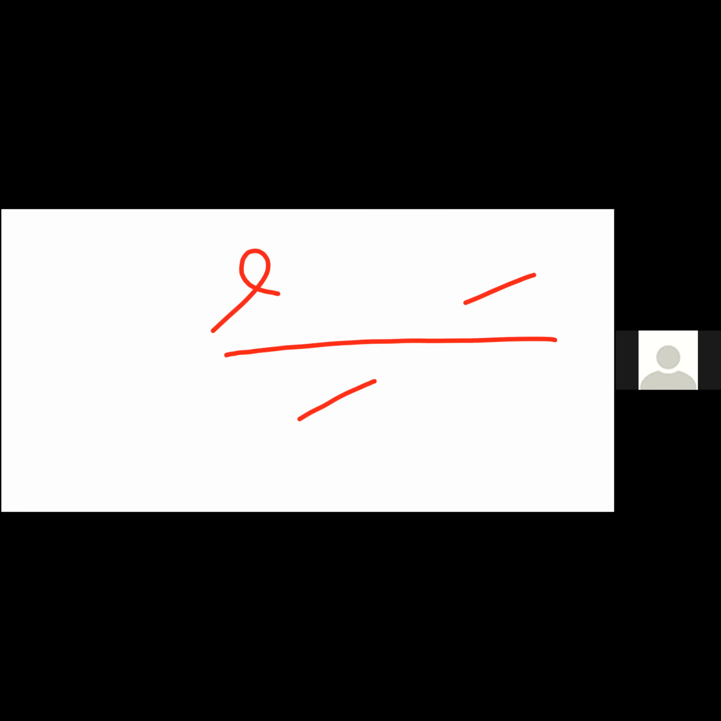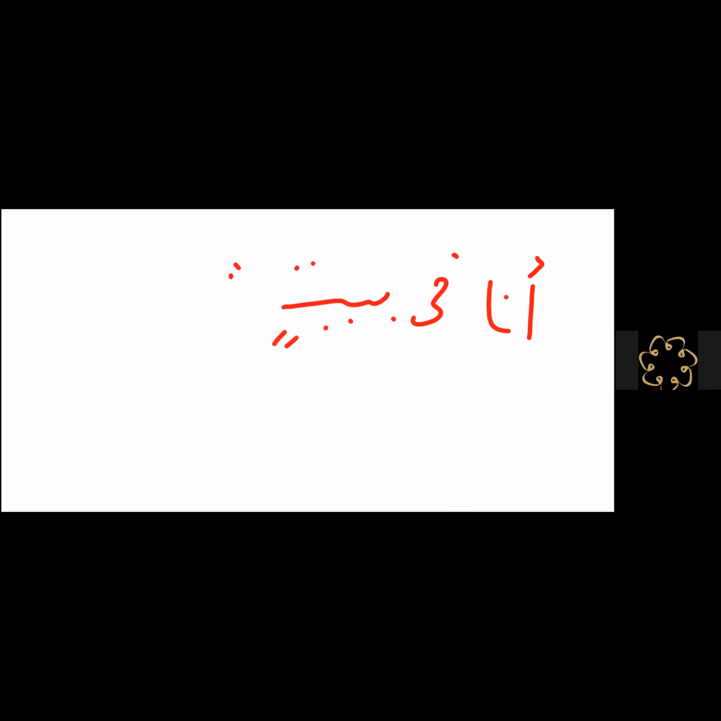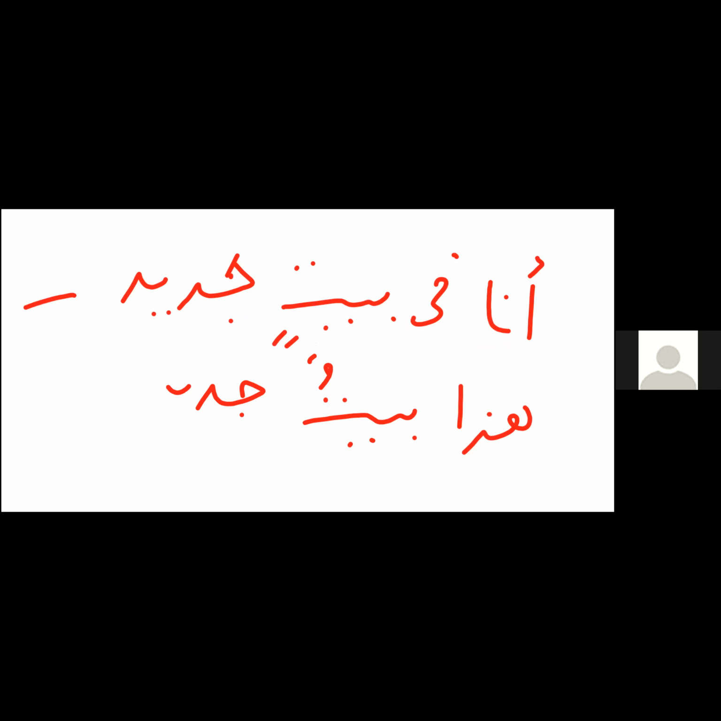For example, in the agreement chart which you gave me, there are two sentences: I am in a new house, and this is a new house. Ana fi baytin jadidin, there is a tanween kasra. And then haza baytun jadidun. So why is there dhamma here and baytin jadidin there?